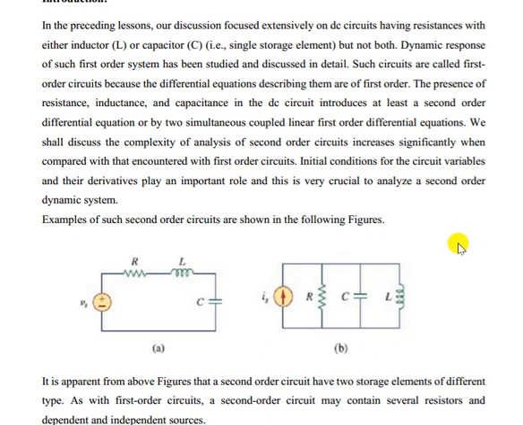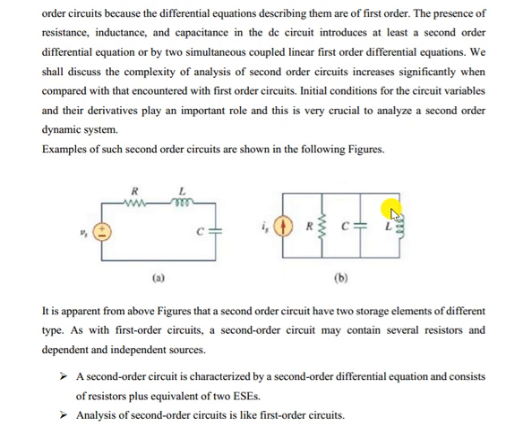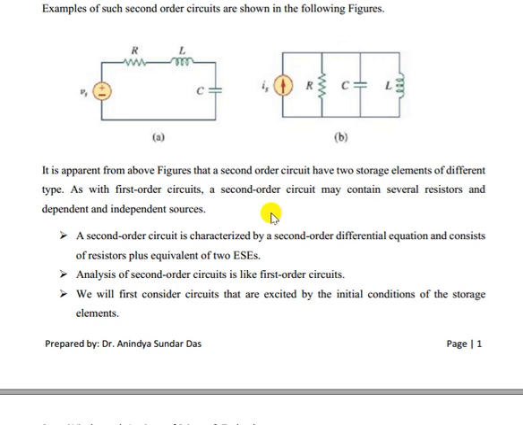Now the main point is that the presence of resistance, inductance and capacitance in the DC circuit introduces at least a second order differential equation. Okay, so that is the difference. If it is only RL or RC, it is a first order differential equation. If it is RLC, then it is a second order differential equation. That you will come to know after some time.